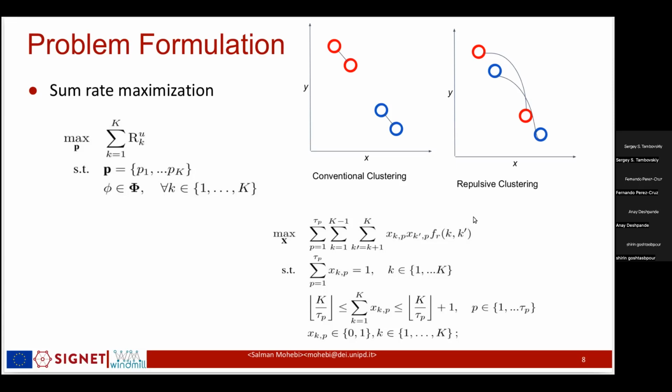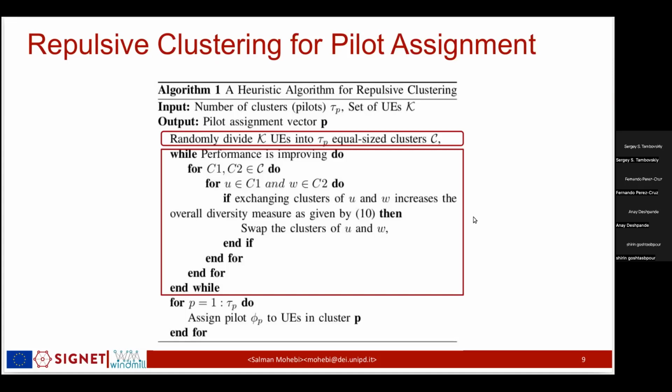Solving this problem is not easy. It's a combinatorial problem, and it's proven that it's NP-hard. So we need to do something else. What we do is define a search problem to solve this repulsive clustering problem. What we propose is a very simple algorithm. Firstly, we equally divide the users among the pilots, among the clusters. Later we pick two different clusters and iterate over the users. If changing the pilot of these two users, the cluster of these two users, increases our repulsion factor or repulsion score, we exchange the pilots, and we continue exchanging as long as the performance improves.